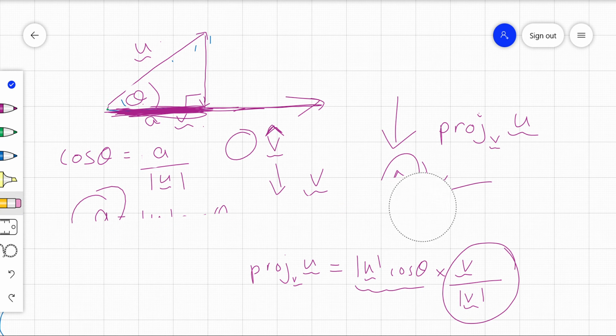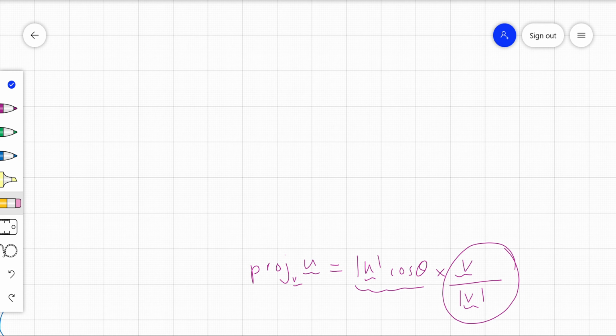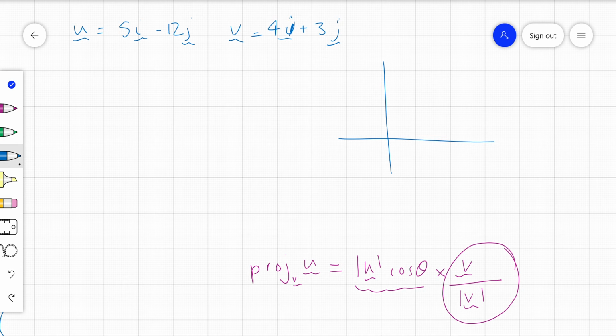If I just rub all that working out, and we say we're given this. We are given vector u being 5i minus 12j, and vector v being 4i plus 3j. If you want to picture it, sometimes that helps. So let's go across 5 and down 12 and make that vector u down here.